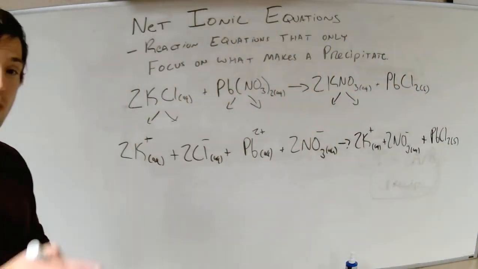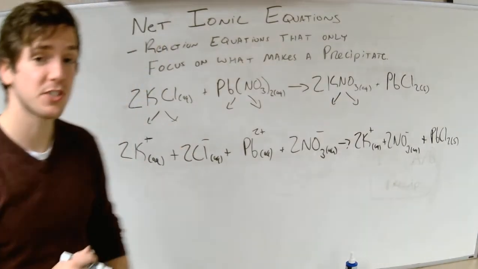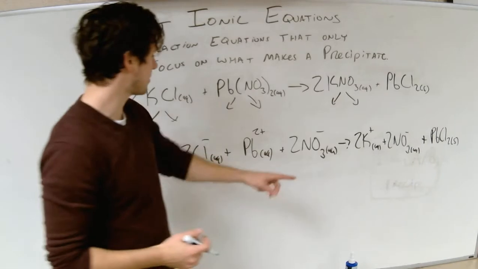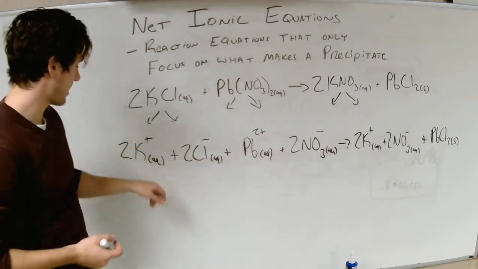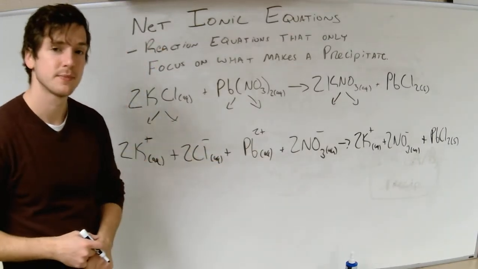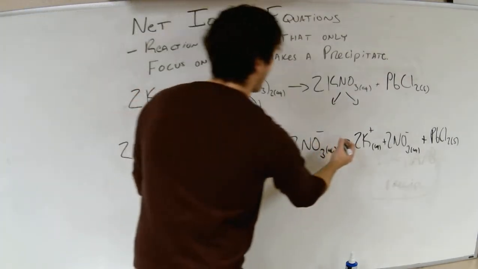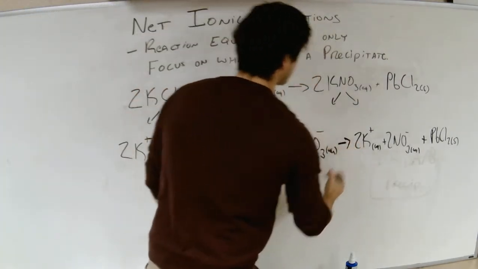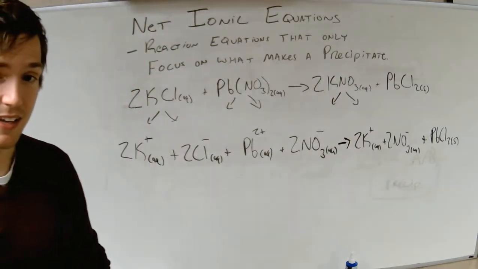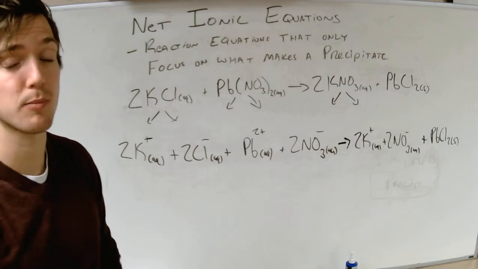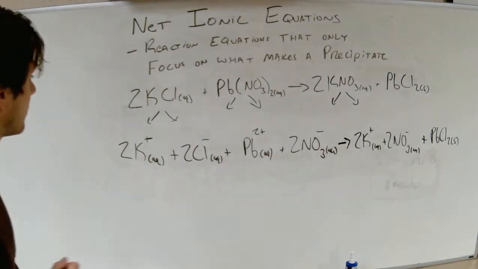So that is your first step. Your first step is just splitting up everything that is aqueous, making sure you have the right coefficients in front, and the right charges and the right states. The next thing is you just cancel out things that are the exact same on both sides. If you see any ions on the reactant side that are on the product side, you're going to cross them out.